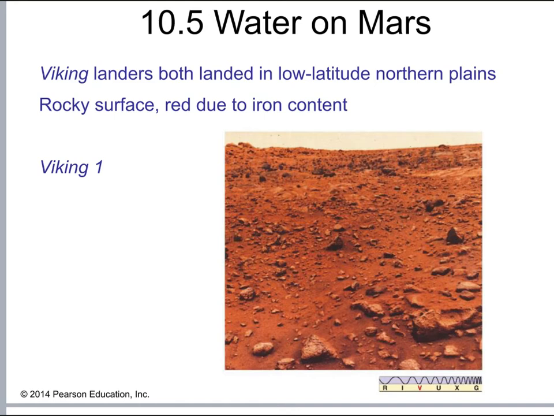Now here we see an actual picture of the surface of Mars that was taken by one of the Viking probes, Viking 1, and we can see that in some ways the surface of Mars looks kind of Earth-like. You can see the ground, you can see the sort of dirt and the rocks and pebbles, and it looks very much like something you might find on Earth.